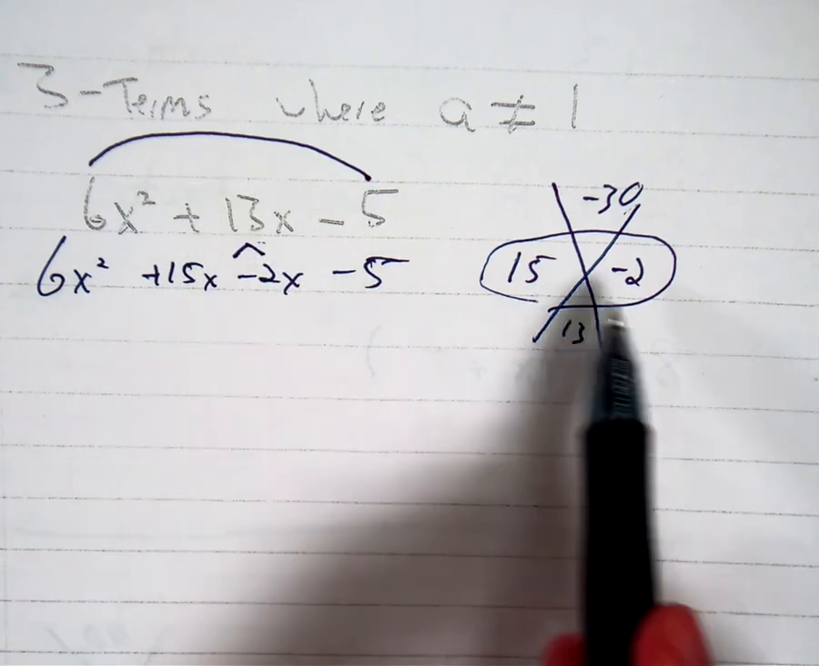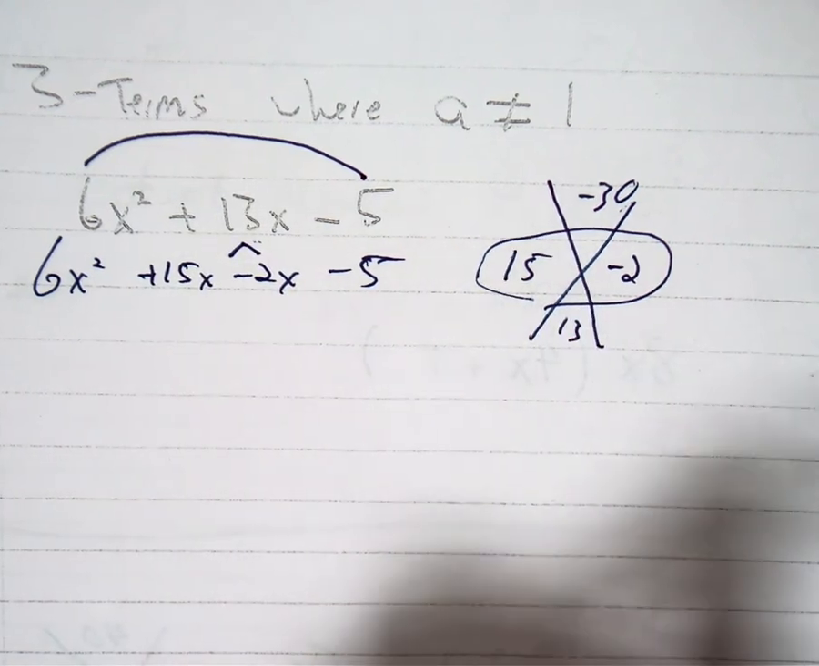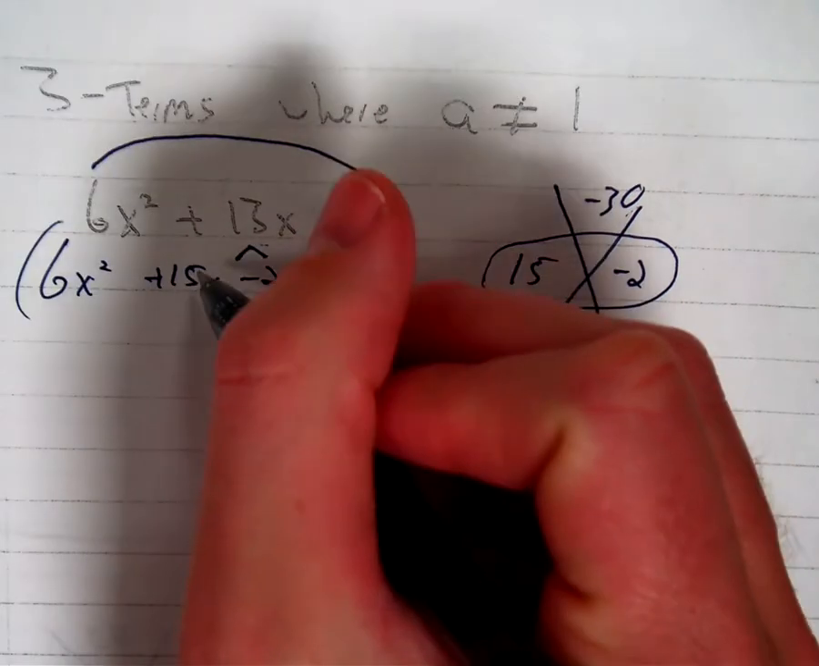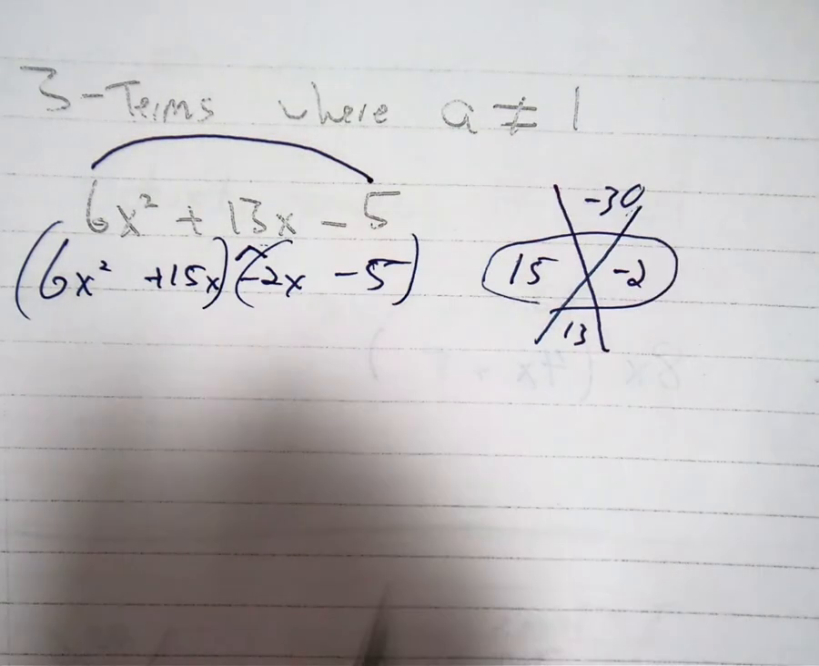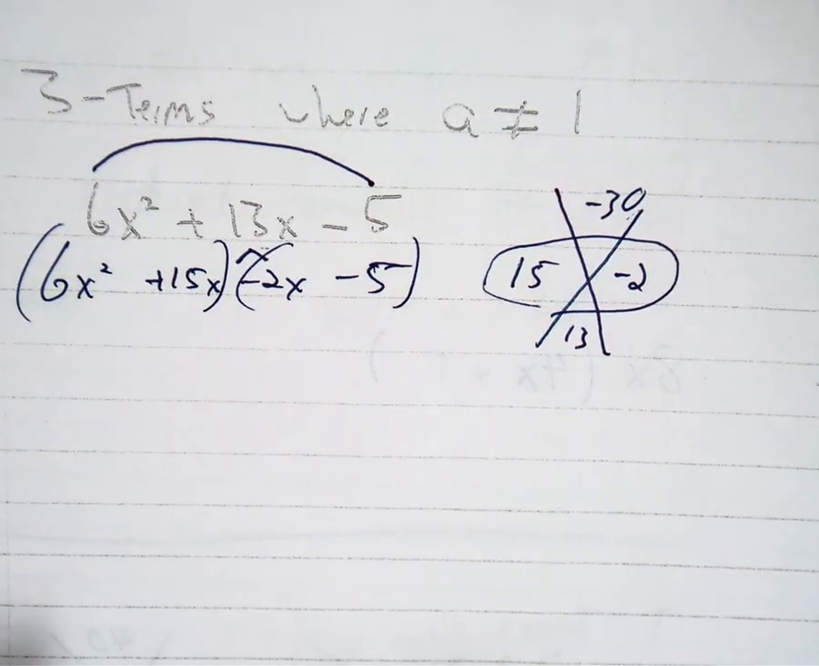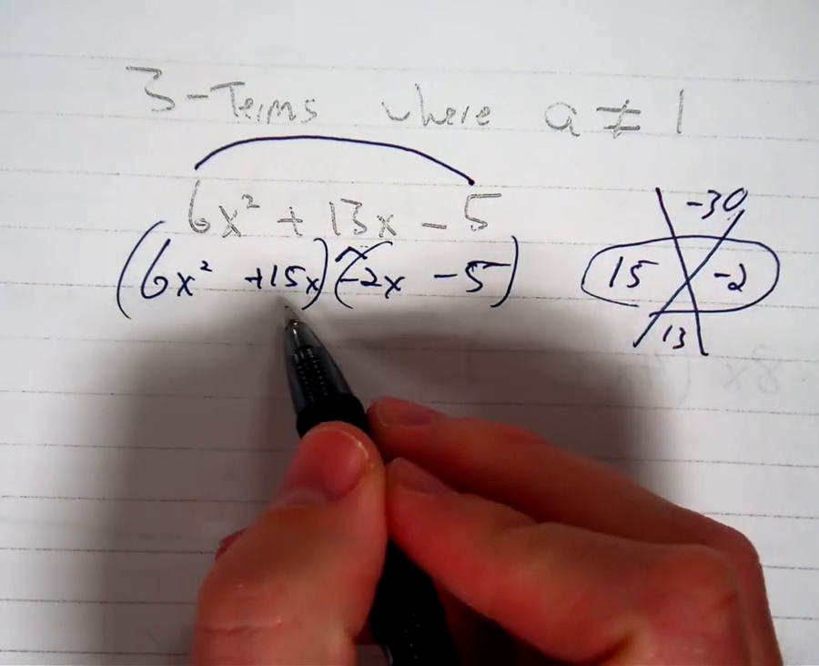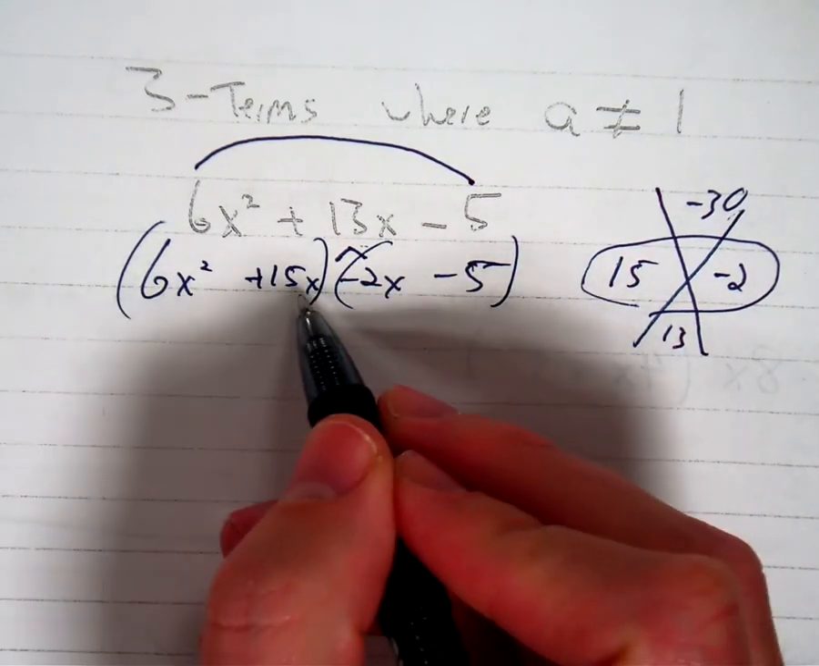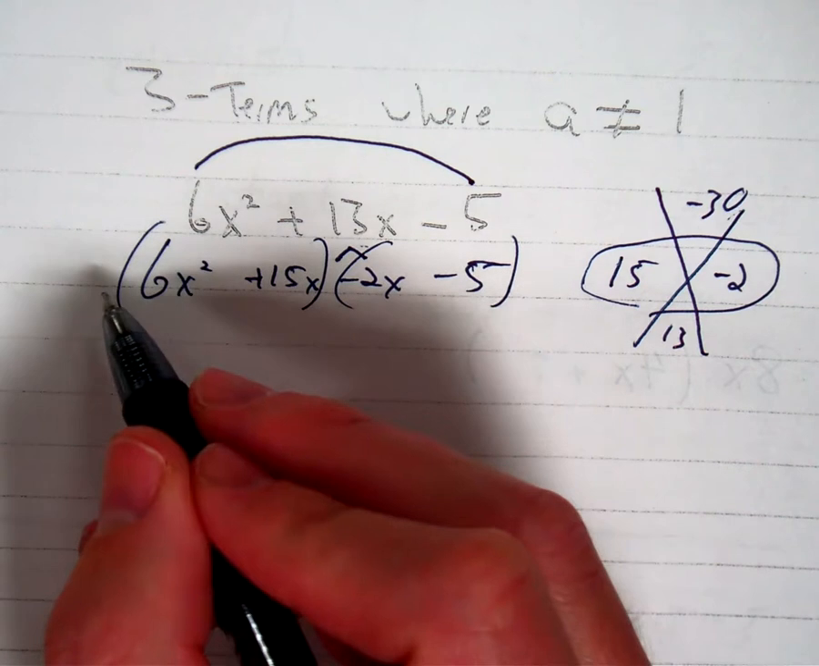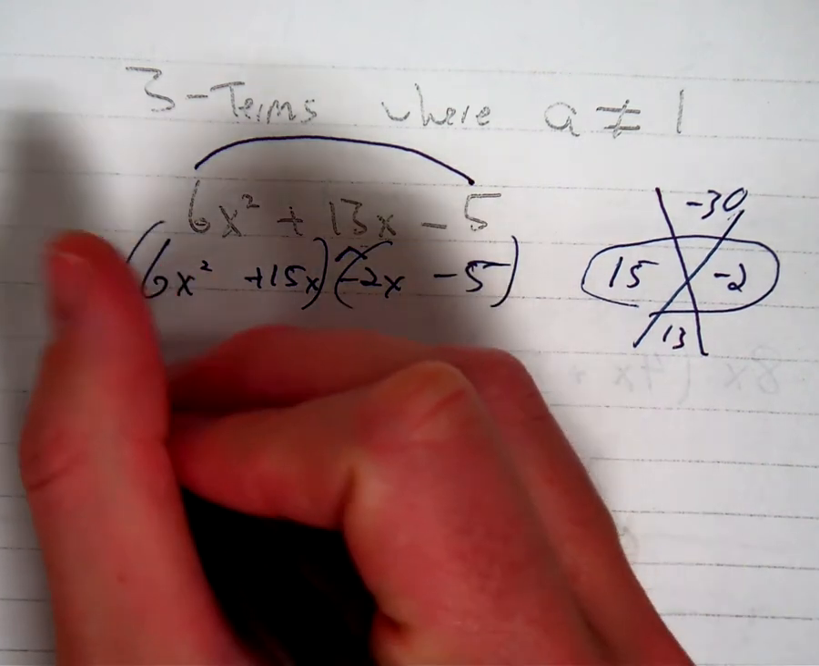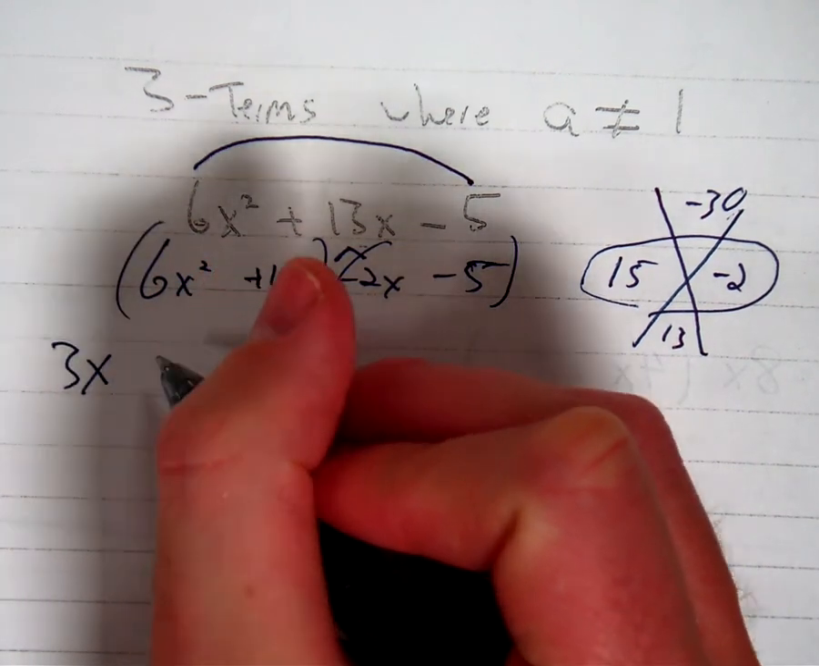Just rewriting it in a different form. Alright, then we're going to put parentheses around our first two and parentheses around our back two. Alright, what's in common to the first two? In common to the first two, we could pull out an x, and 6 and 15 are both divisible by 3. So I'll have a 3x in the front.